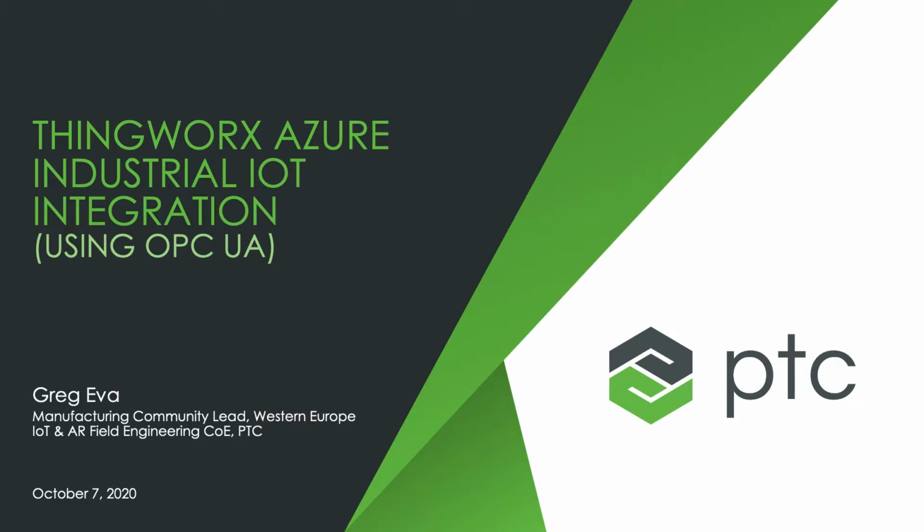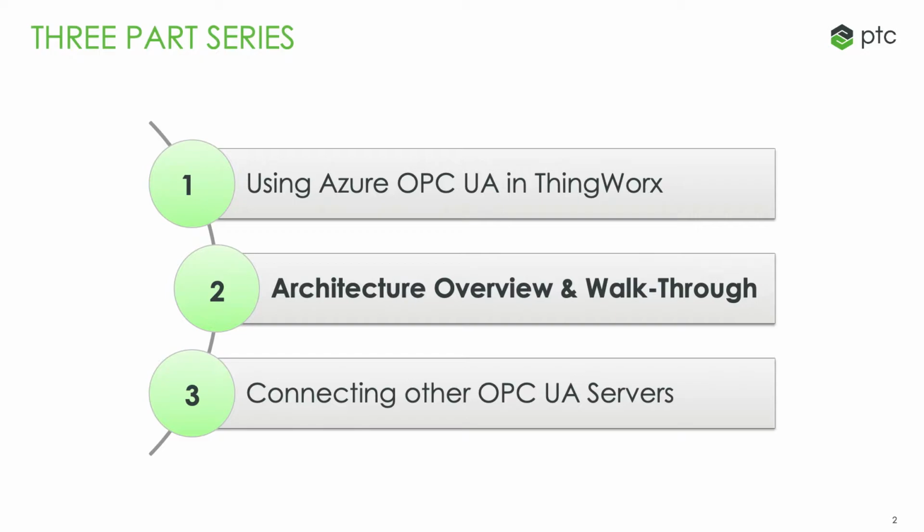And we're back on an introduction to the ThingWorx and Azure Industrial IoT integration using OPC UA. Now, this is a part of a three-part series, this being the second part, where we're actually going to dive into the overview of the architecture and taking a walk through some of the components.